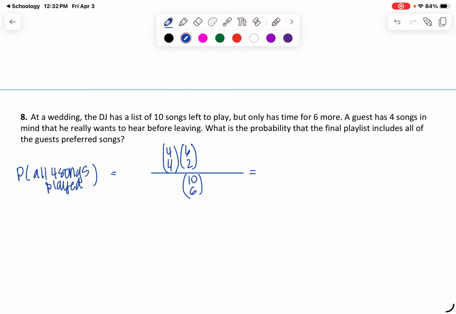Okay. So 4 choose 4 is 1. So I'm just going to do 6 choose 2 in my calculator. Okay. So that's 15 divided by 10 choose 6, which is 210. 15 divided by 210 is 0.0714. So that is 7.143% that he will hear all 4 of his songs.